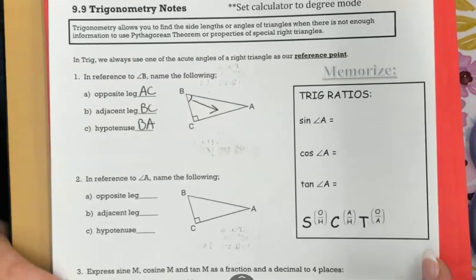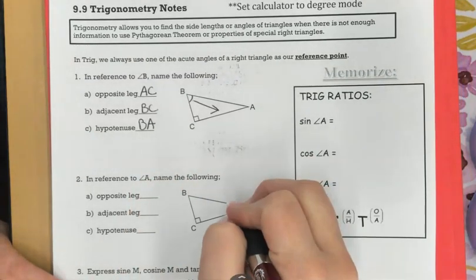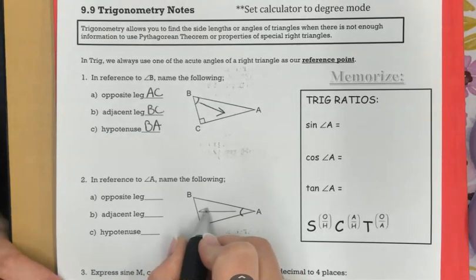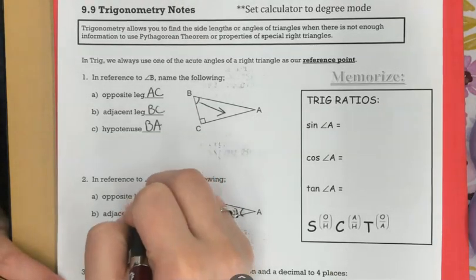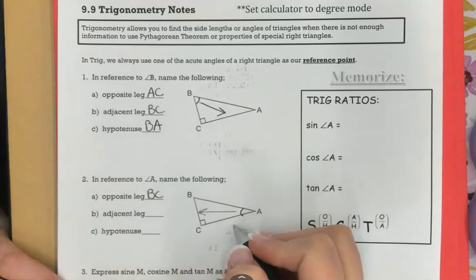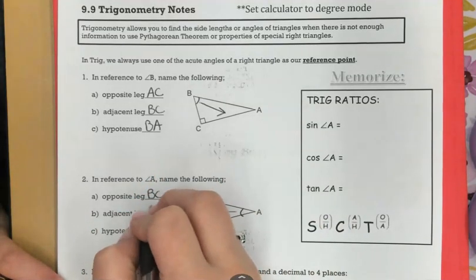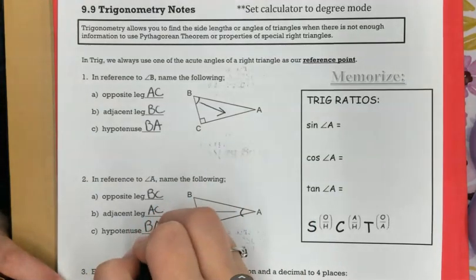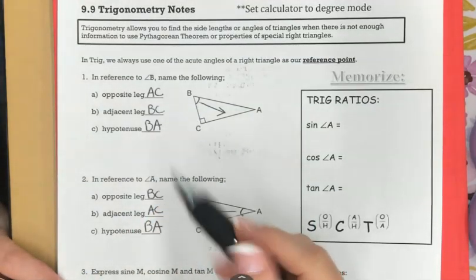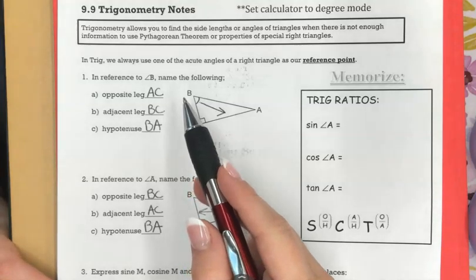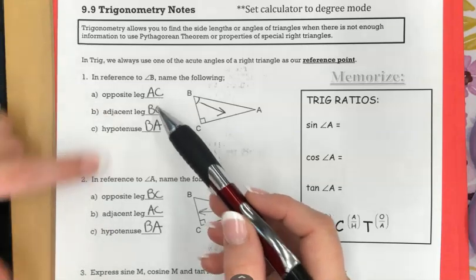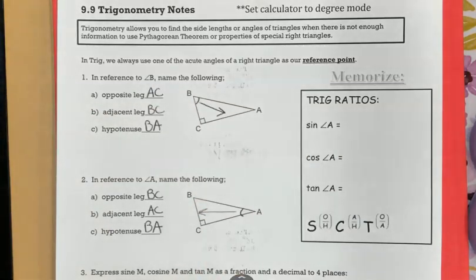So then if I look at that same triangle, but I use A as my reference angle instead, the opposite leg from A is BC. The adjacent leg is AC, and my hypotenuse is BA. So notice when you change your reference angle, and the reference angle will always be one of your acute angles, the hypotenuse does not change, but your opposite and adjacent legs switch.